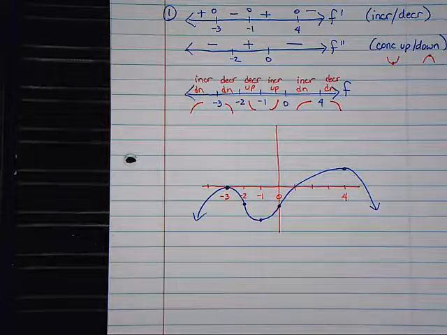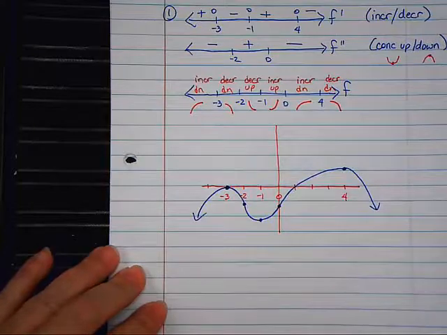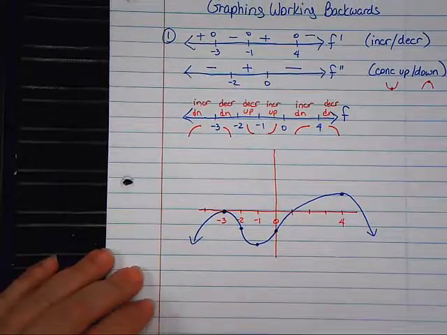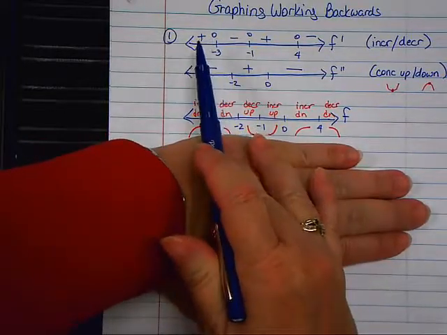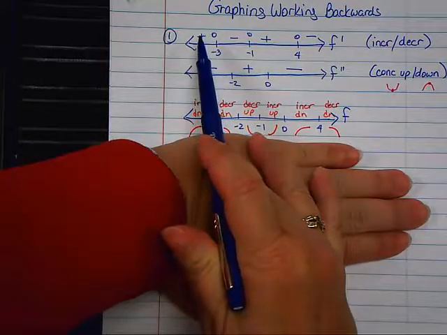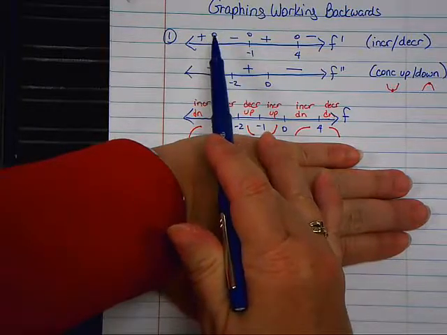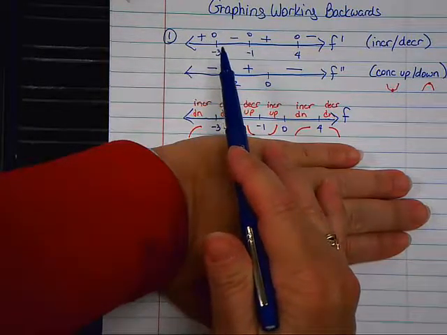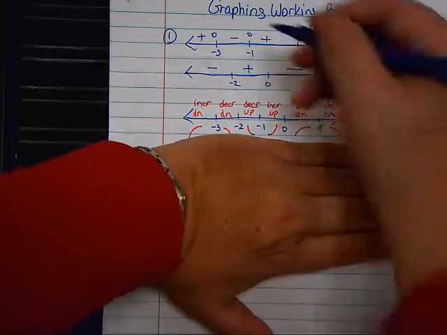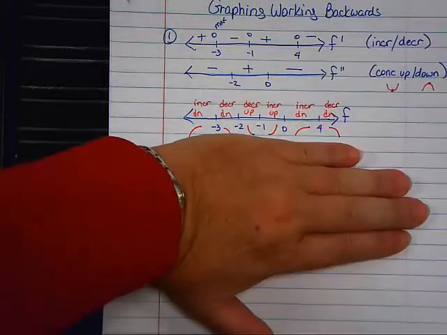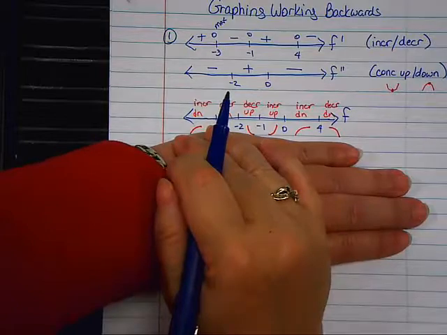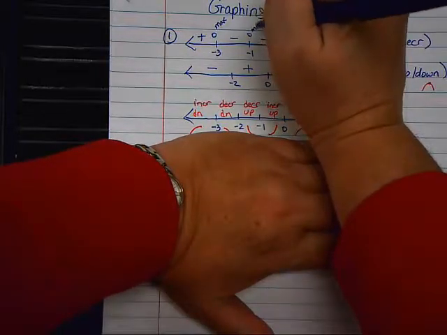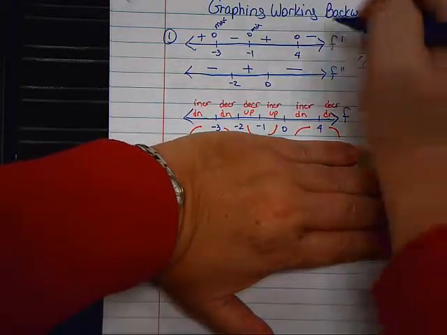Okay, now, let's go back for a minute. I want to make a point. I'm going to cover this up for a second. Go back and look at the number line. When an F prime number line has a plus on this side and a minus on this side, what is special about -3? It's a maximum. So I'm going to write the word max right there. Does everybody see why? Because it's increasing and then it's decreasing. What should -1 be? It should be a min. What should 4 be? A max again.